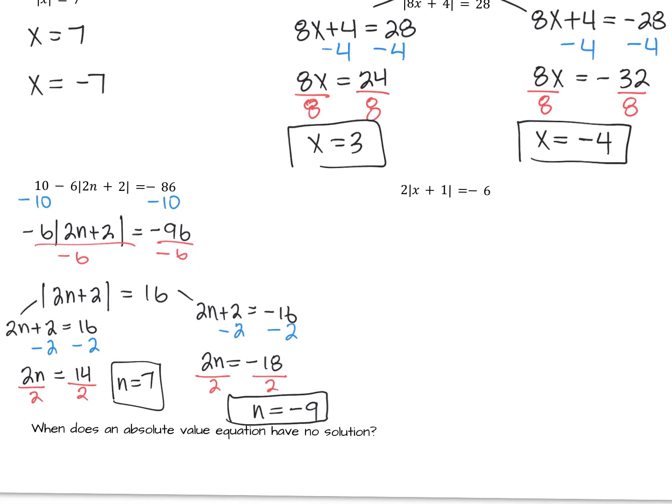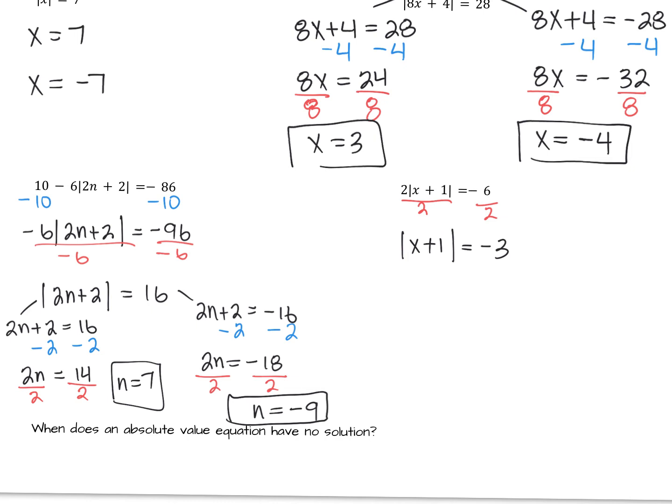Our last example is 2 times the absolute value of x + 1 = -6. So just like the previous example, I have to isolate that absolute value first. So I'm going to divide both sides by 2. And I'm going to end up with the absolute value of x + 1 = -3. Now I could keep solving here. I could do x + 1 = -3 and x + 1 = 3.